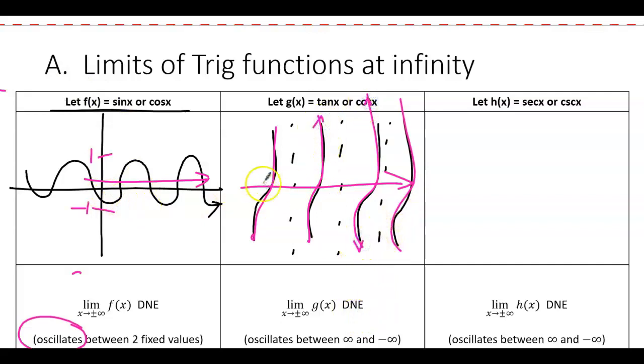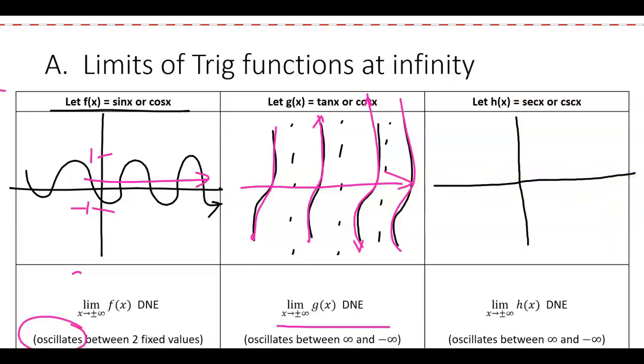So it's funny, as x proceeds to the right, the y value shoots up into infinity, and then all of a sudden it pops up out of negative infinity and continues the process. So it just oscillates between positive infinity and negative infinity. And once again, that just means that the limit doesn't exist. And secant and cosecant actually do the same thing as tangent, but their graphs do look quite different.